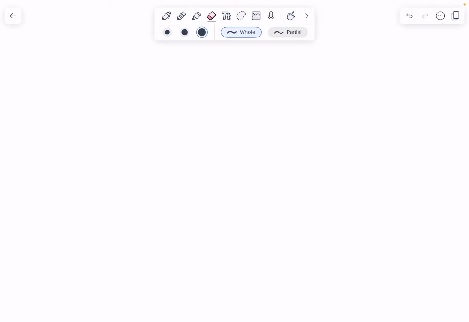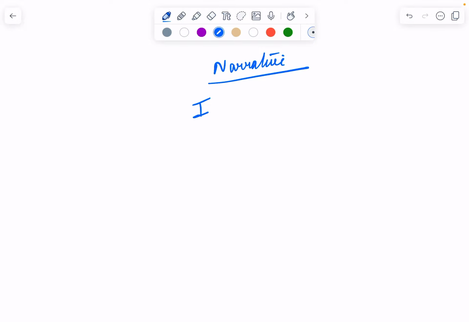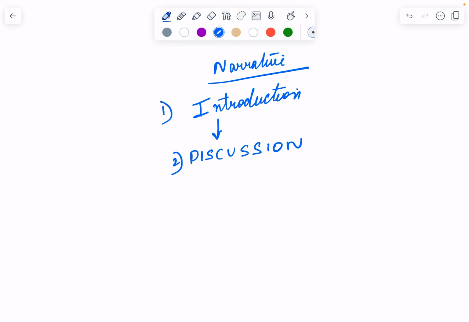So first, let's just take narrative review. Narrative review as our mode of understanding. So narrative review usually will have an introduction where we will talk about our topic, and it follows with the next heading, that's the discussion part. So these two are the points for us.